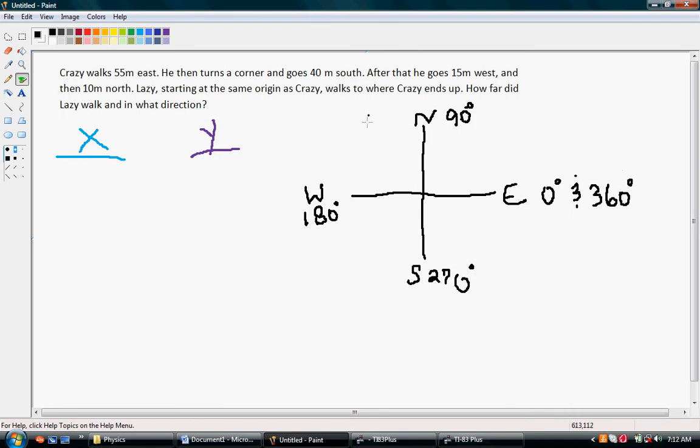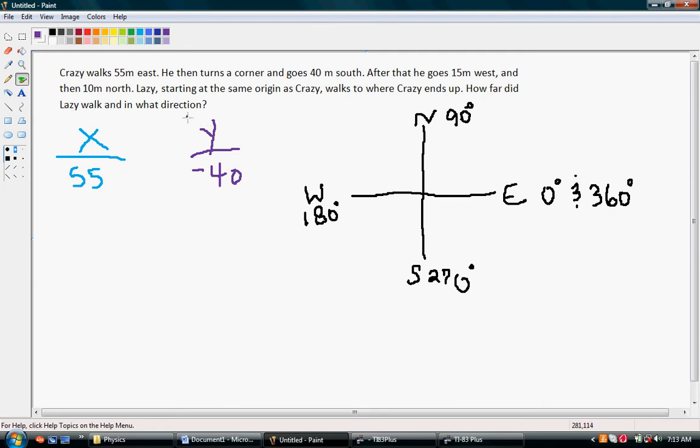Alright, so he walks 55 meters east. So we know that's 55 meters to the right. So that's going to be a positive 55. And then he turns the corner and goes 40 meters south. Alright, south is our y variable, and since it goes down, it is negative, so that's going to be a negative 40 meters.